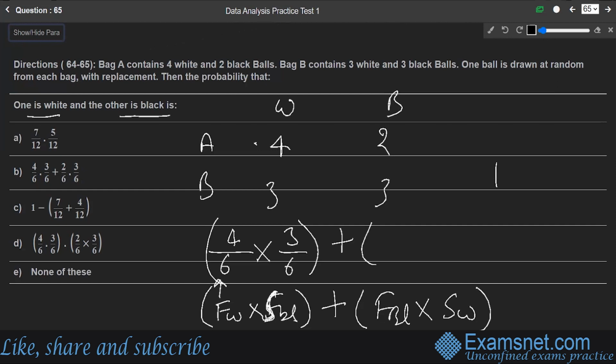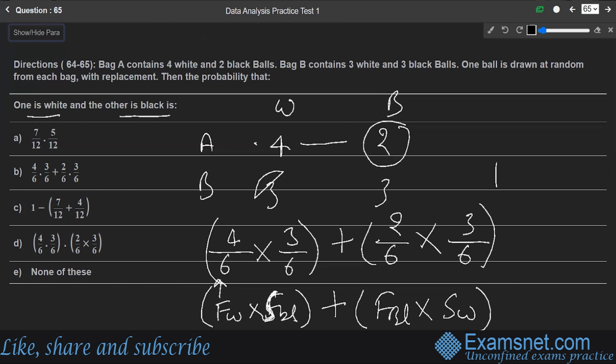Or, if we want the first ball as a black ball, then how many black balls does the first bag contain? 2 black balls. So favorable cases are 2. What is the total number of cases? 4 plus 2, the total number of balls, that is 6. Multiplied by, now the second bag is giving a white ball. The second bag has how many white balls? 3. So it's 3 divided by the total number of balls, 6. So this is how we can find it out: 4 by 6 into 3 by 6 plus 2 by 6 into 3 by 6.